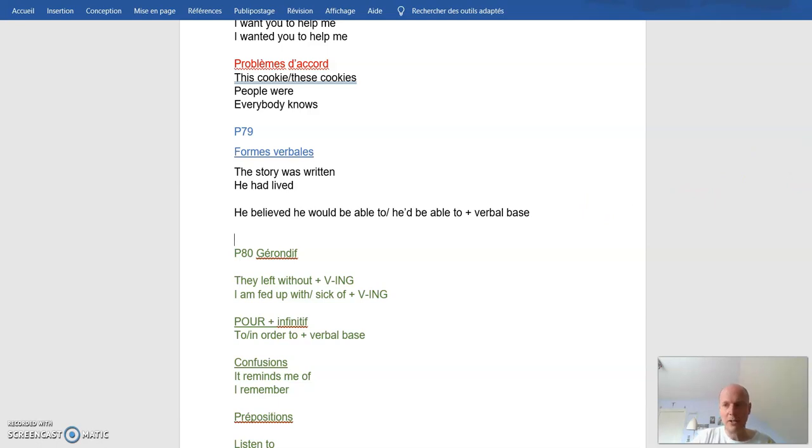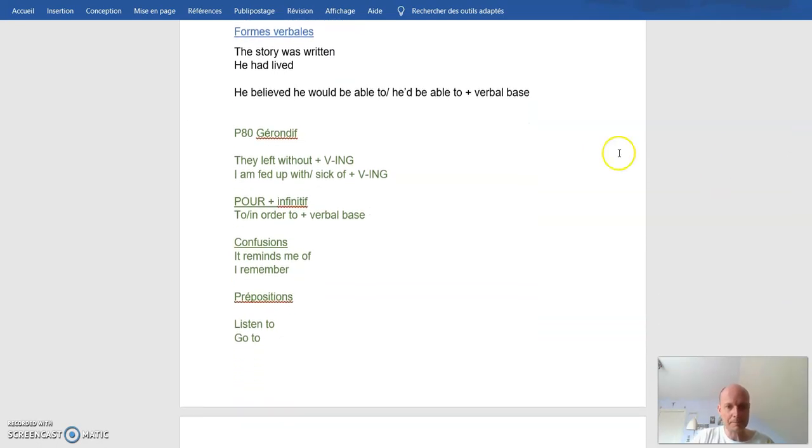The gerund, page 80, afterwards. Have a look. Now, as a linguist, personally, I would write these formulas down. In the book, I think there are about 5 or 6 examples I've written here. Look at these two examples here. They left without plus verb plus ing. For example, they left without saying goodbye. Okay, and you have to write these down in your book and memorize them and use them again.